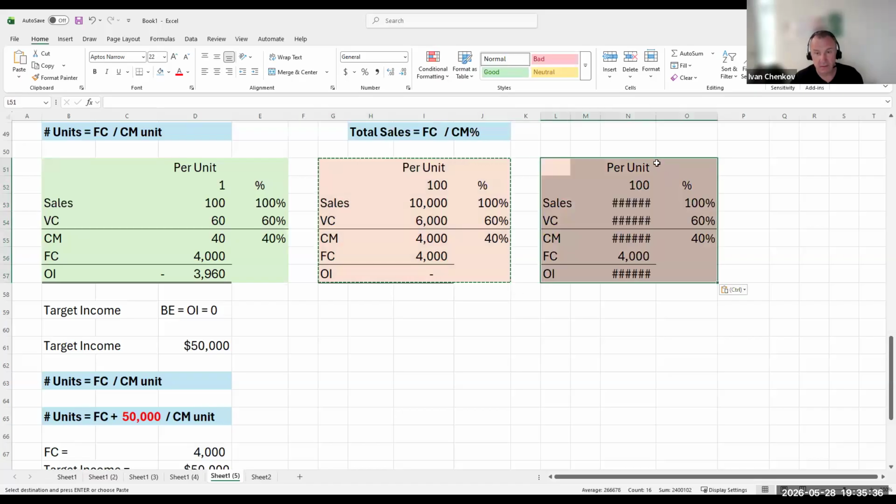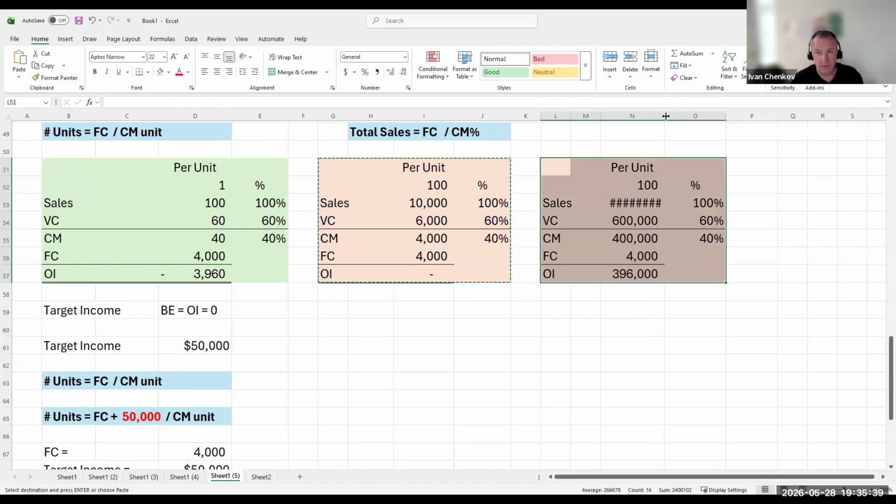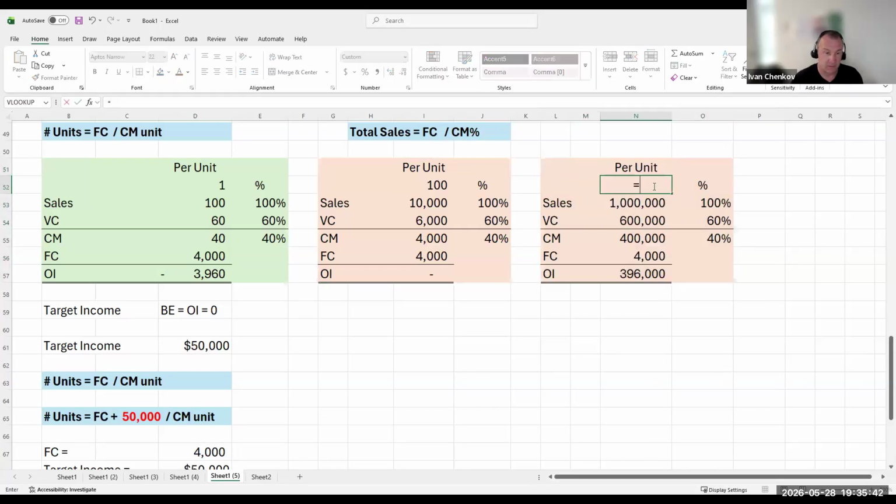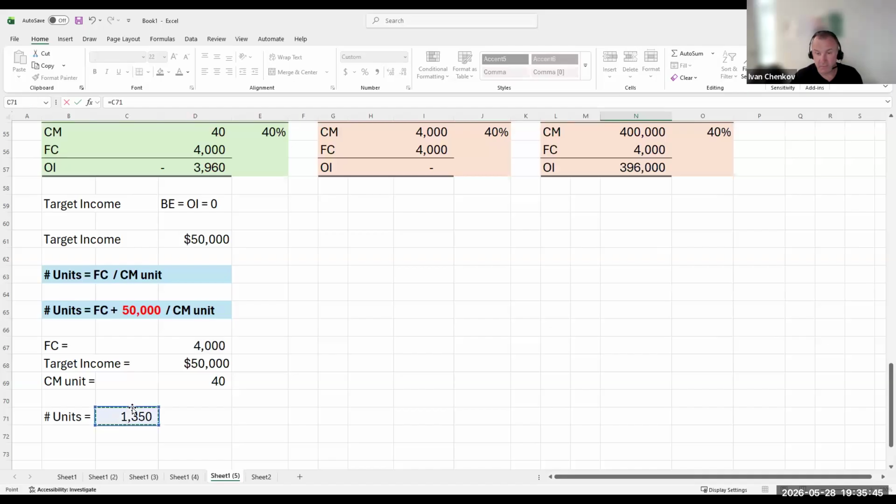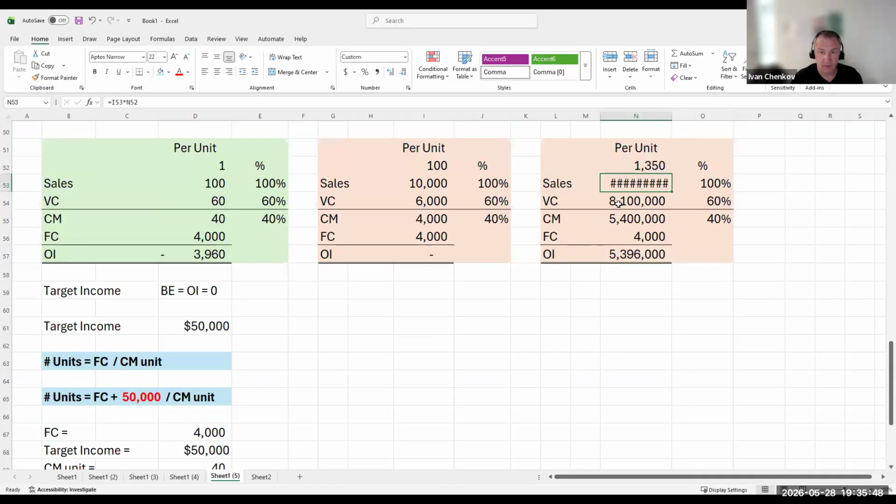Let's see if this one's going to check. I'm going to flip it right here and let's run the calculation. So if I sell 1,350 units, let's see what will be my calculation. My total sales is going to be 1,350 times $100, or 135,000. My variable cost is going to be 1,350 units times $60, or $81,000. My contribution margin is going to be $54,000, which will be enough to cover the fixed cost and give me operating income of $50,000.